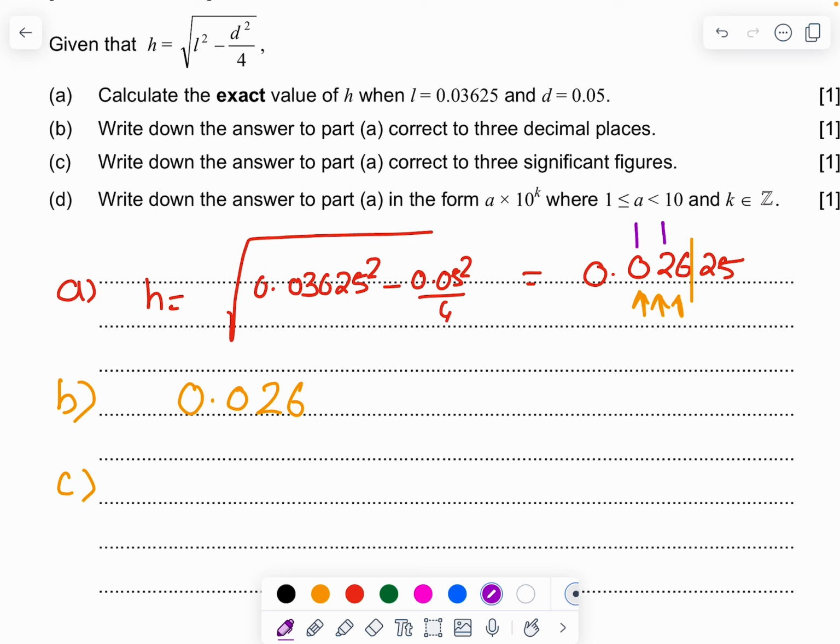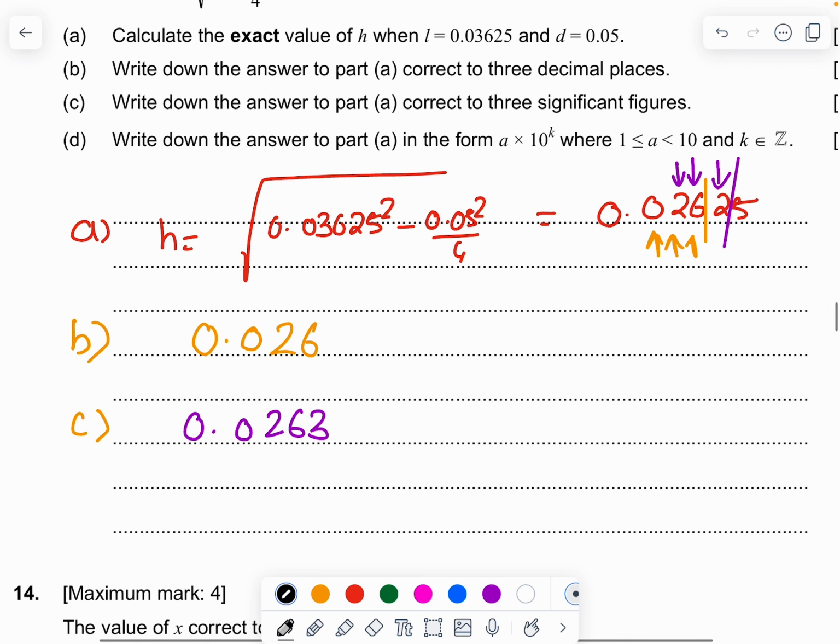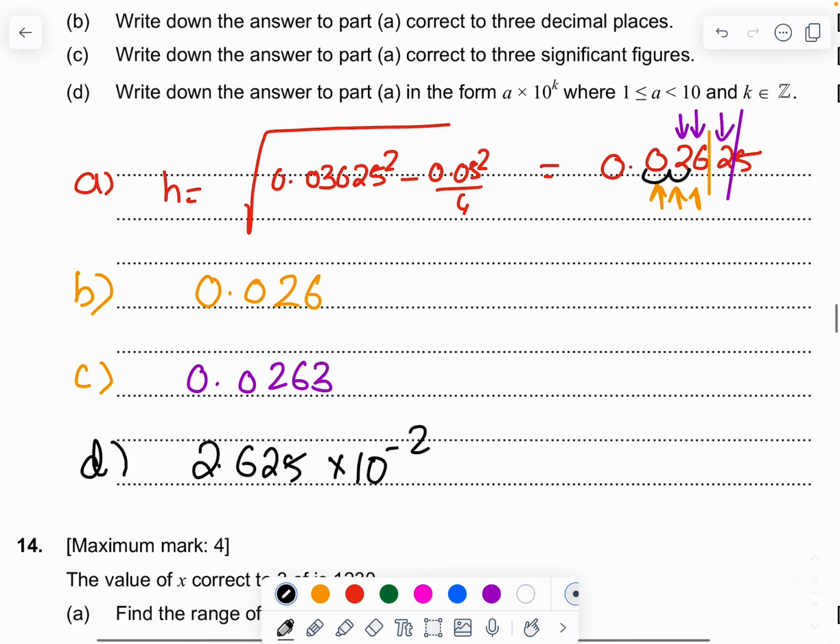Part C, write down the answer in 3 significant figures. First significant figure, second significant figure, third significant figure. So draw the line. After the line, it is more than 5. So it becomes the next number, 0.0263. Write down the answer in part A in the standard form. So part D, it is 2.625. So 1, 2, it should go 2 digits backwards, 10 power negative 2.